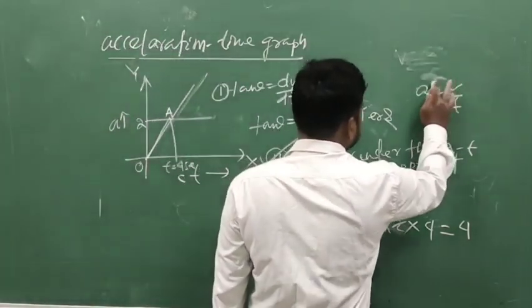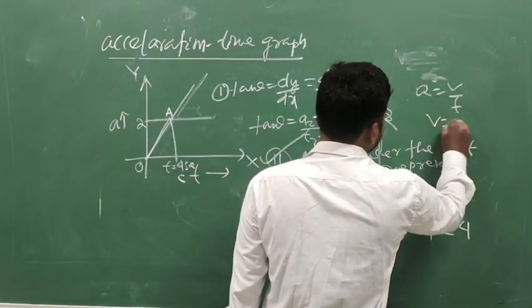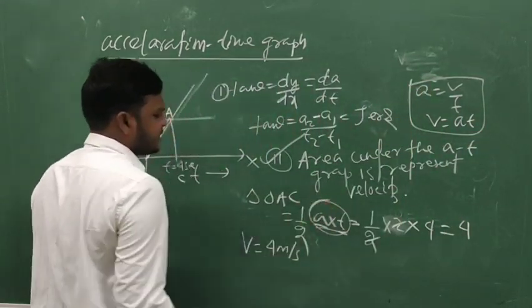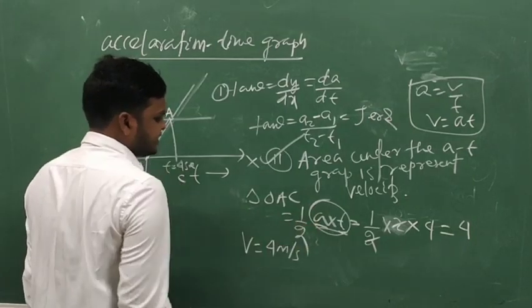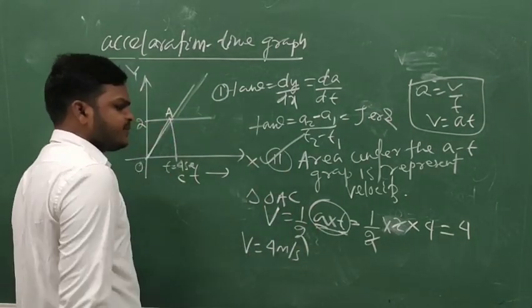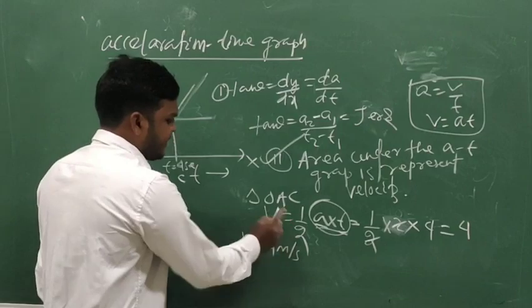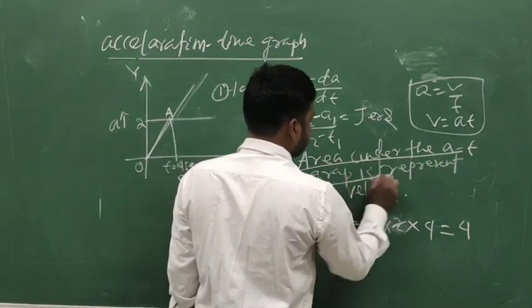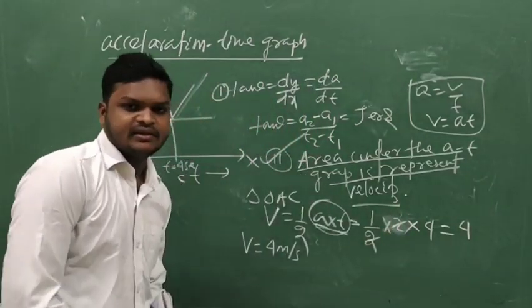Because if acceleration is equal to velocity by time, then velocity is equal to acceleration into time. So in this case, instead of acceleration into time, we can use velocity. So this is velocity, average velocity by 2. Remember, the area under the acceleration time graph produces velocity. Remember, okay.